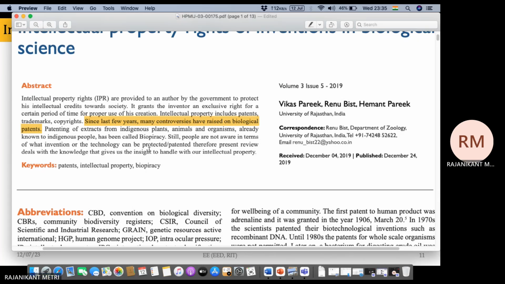So, the last point in the previous slide, we discussed that there is a lack of awareness among the people. Due to that, what happens? There is a possibility of biopiracy, because it happens unintentionally. Why? Because they don't know about these amendments or changes.